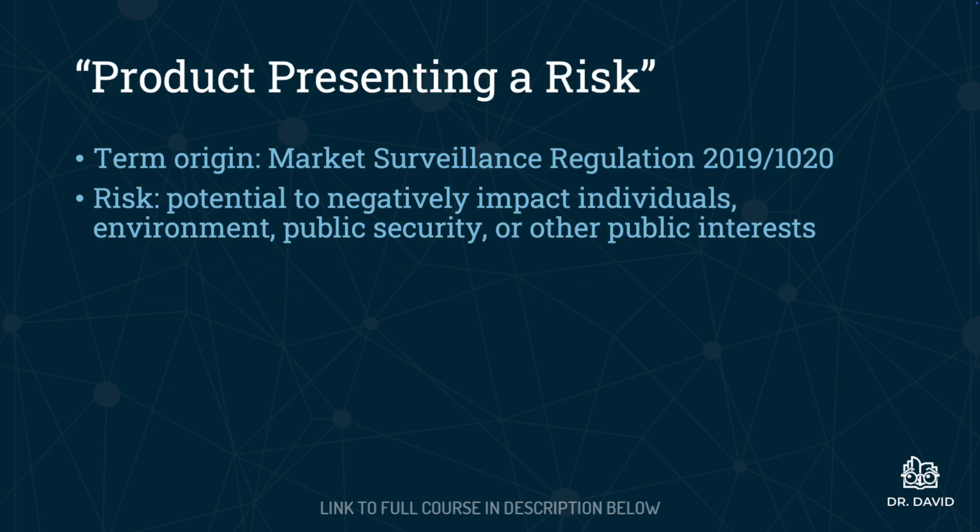The term product presenting a risk originates from the Market Surveillance Regulation. The definition of risk is aligned with what we described a couple lectures ago. This is the potential to negatively impact individuals, the environment, public security, or other public interests. So with regards to record keeping, if the system is going to present this type of risk, then that needs to be flagged.